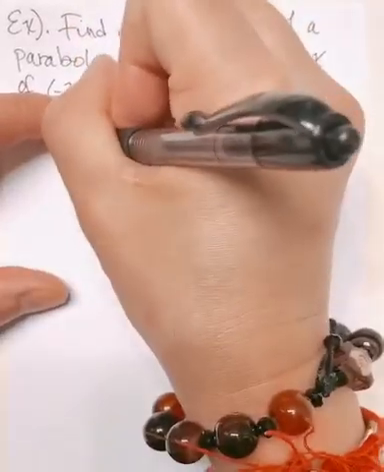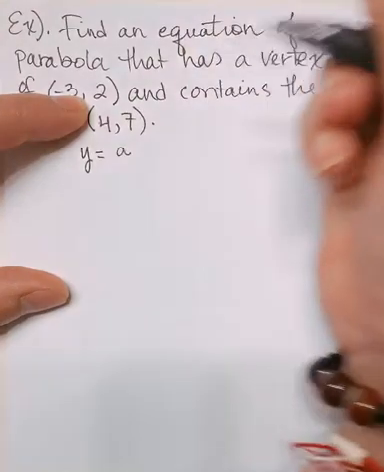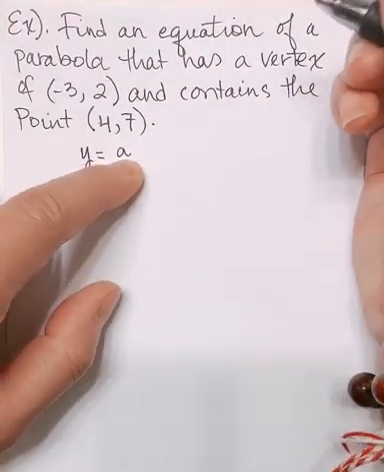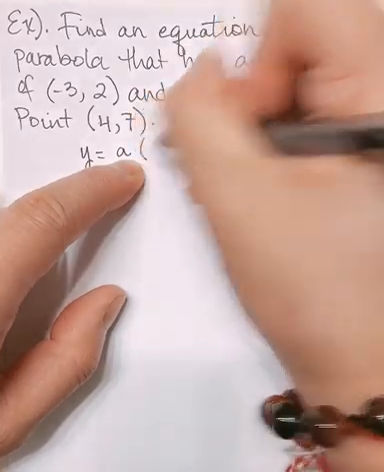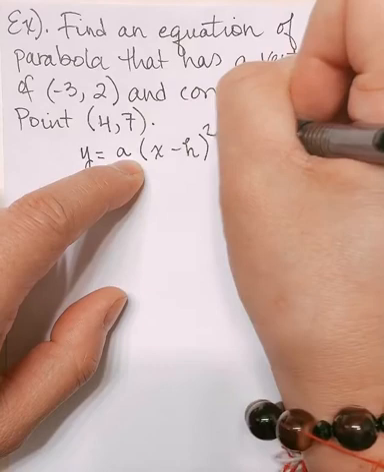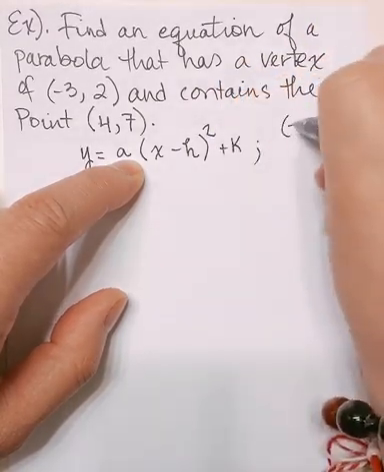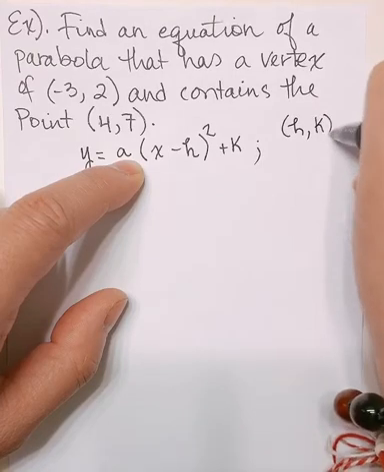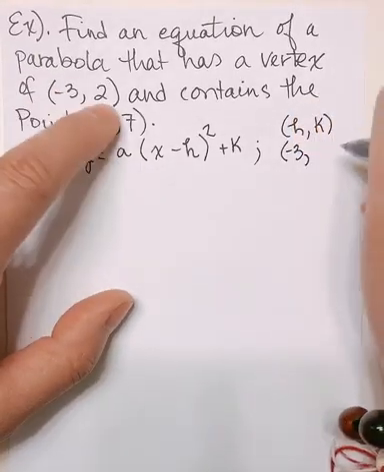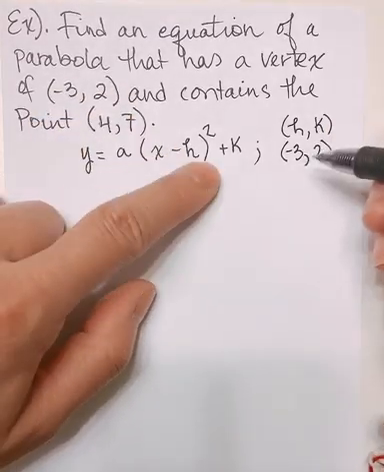So the vertex form is y equals your a value is always there, right? It might be 1, but we don't know. We have to find it, right? Times x minus h squared plus k, okay? And remind ourselves, h and k are actually the vertex, which is -3 for h and 2 for k, okay? We got to identify them so that we can put them in the right places.